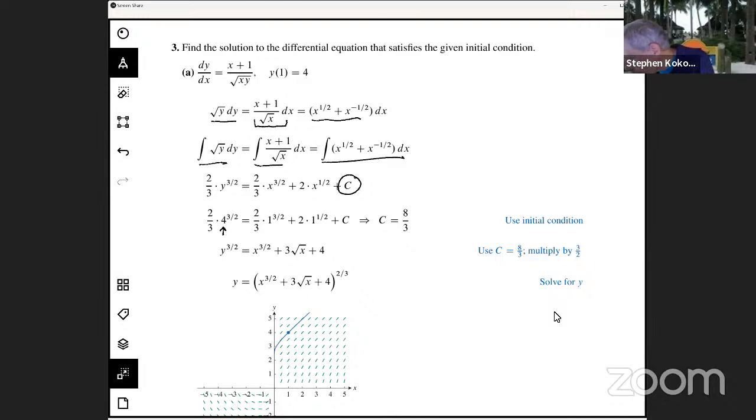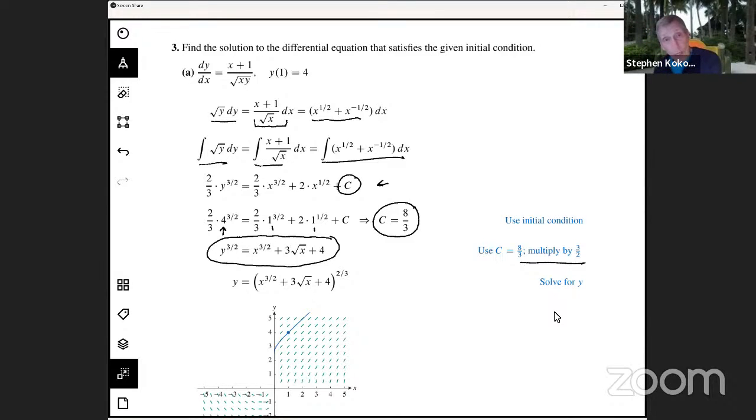So here's the y equal 4. Here's the x equal 1. And saving a little bit of time here, I think that gives me a c equal to 8/3. So I went back up here, plugged in c equal to 8/3, and multiplied both sides by 3/2. Here's an expression almost with y isolated. How do I get y all alone? Well, I raise both sides of this equation to the 2/3 power. And here's kind of a weird looking expression for y.